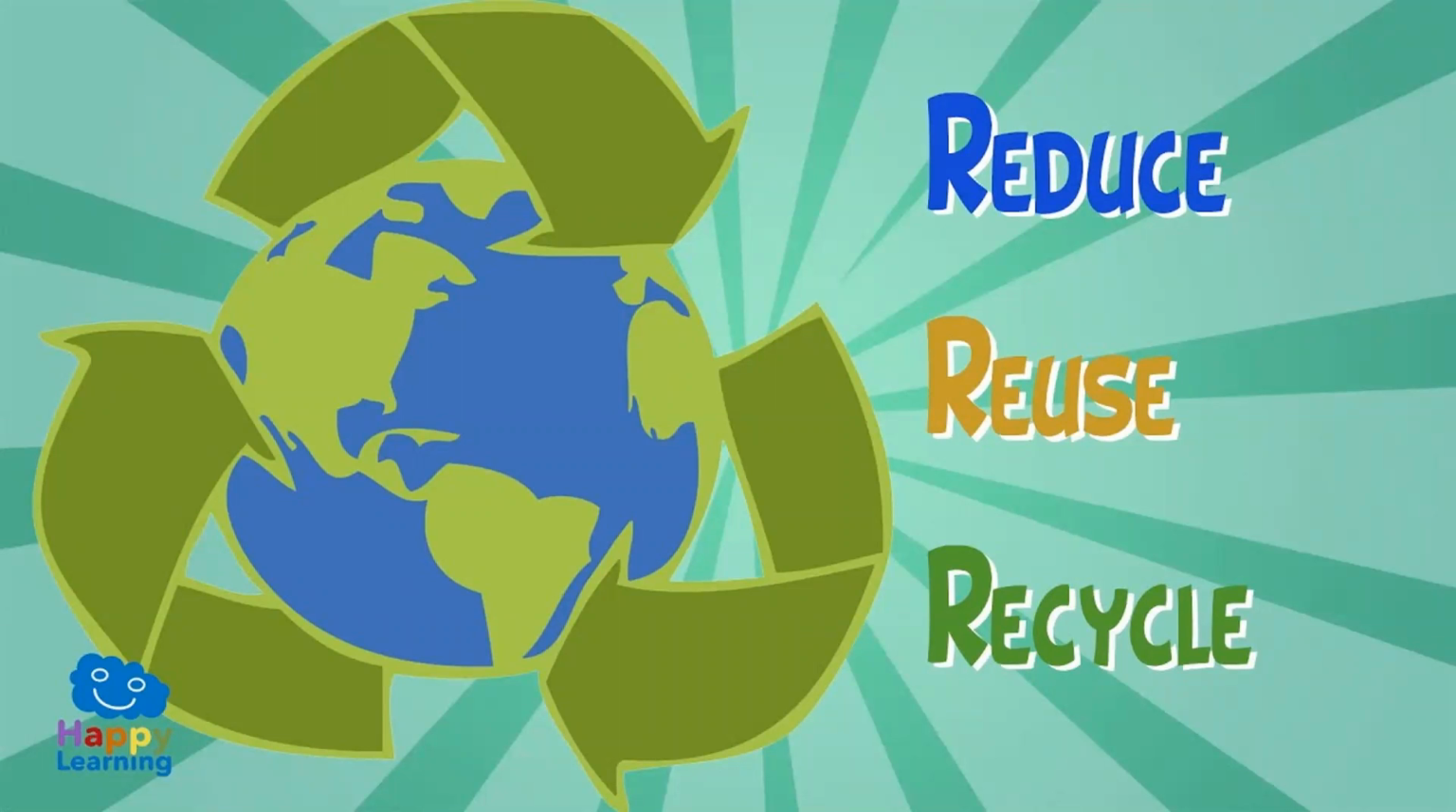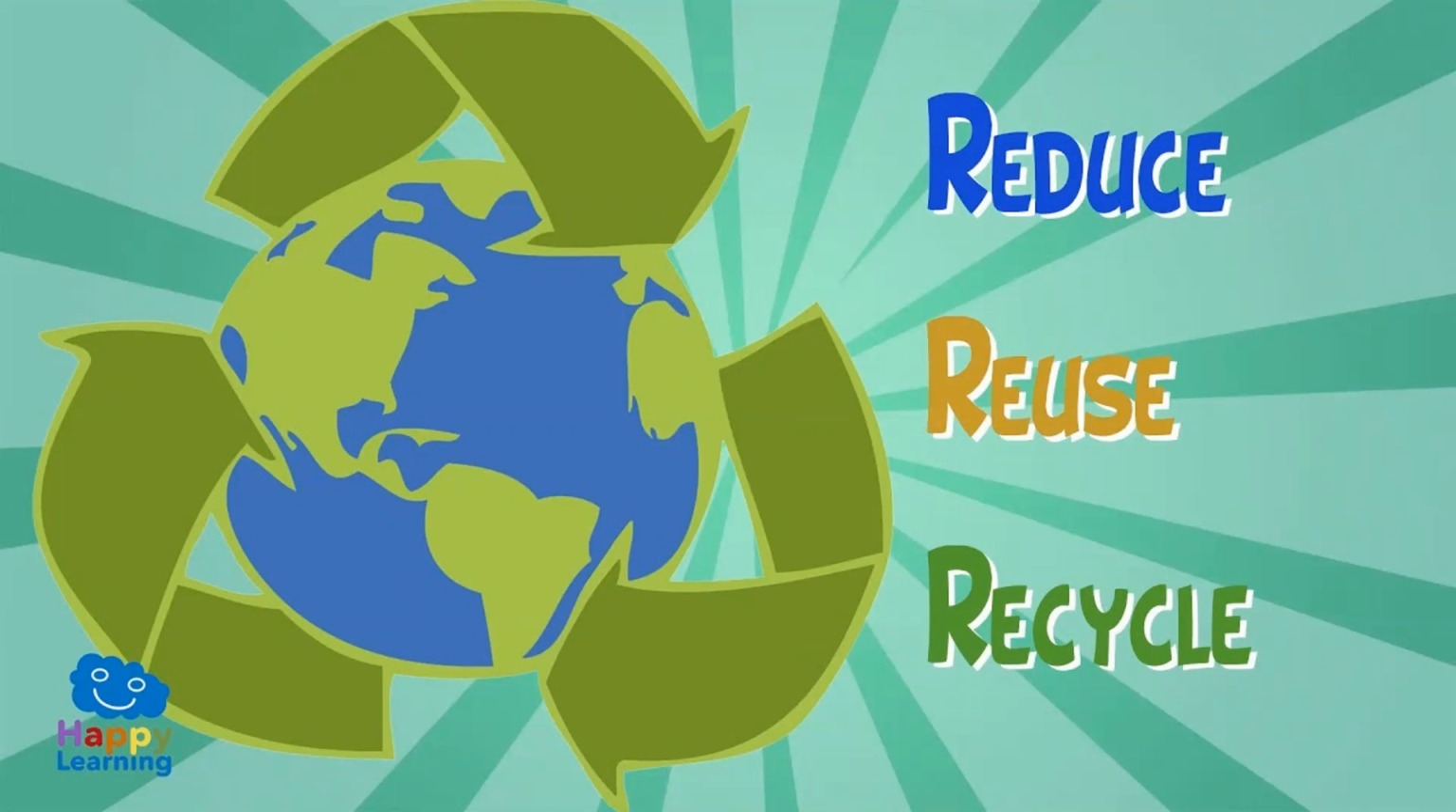Let's have a quick recap of the meanings of these words. When we say reduce, it means that we're going to use less of something. For example, the light. If you are not using the light in your room, then turn it off. Next is reuse. Re and use, meaning use again, again and again. It also means that you can use something again, so do not throw it away if you can still use it.